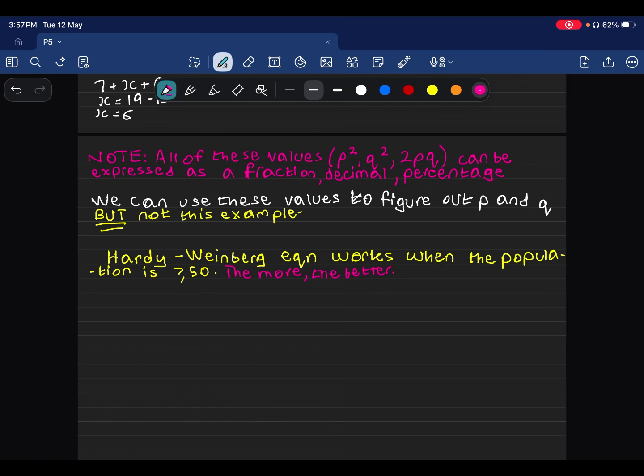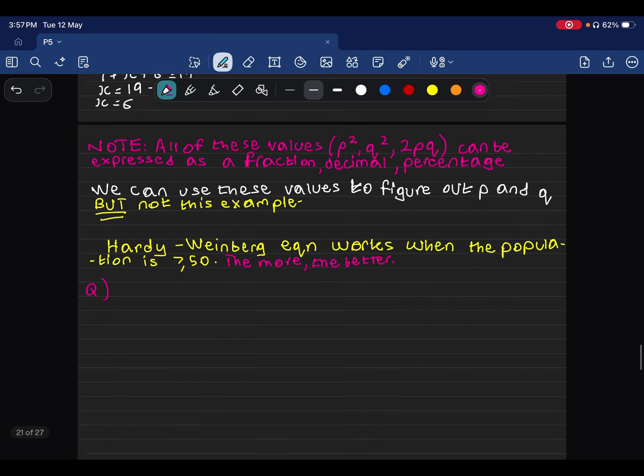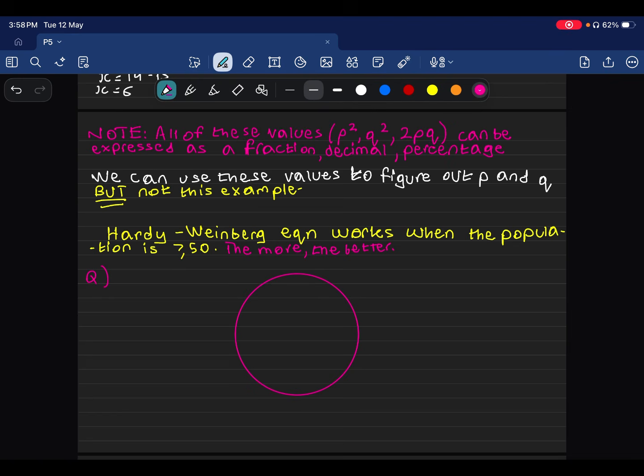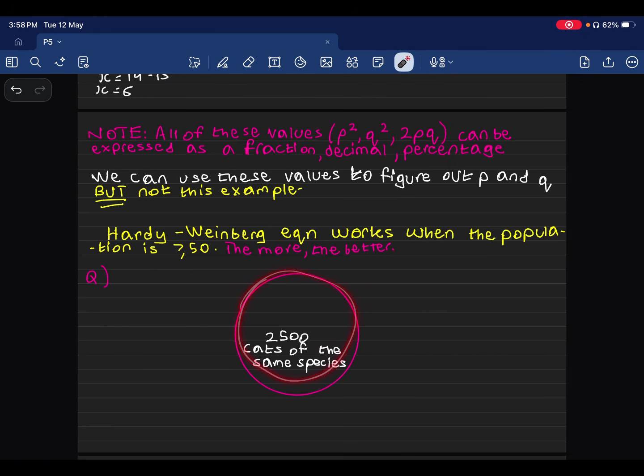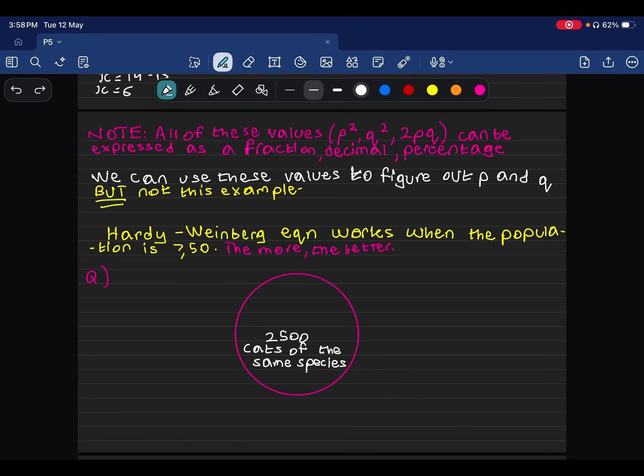All right, now I have a question for you. So let's see if you're going to be able to solve it. Let's say you have a big island right here. And in this island, you have 2,500 cats. And all of these 2,500 cats are obviously of the same species. You can't use the Hardy-Weinberg equation to calculate the total number of organisms which are homozygous dominant, heterozygous, homozygous recessive across different species. No, it needs to be of the same species, of course. That's a given, yeah. So you have 2,500 organisms. Can you use the Hardy-Weinberg equation? Yes, we can, because the number is more than or equal to 50.